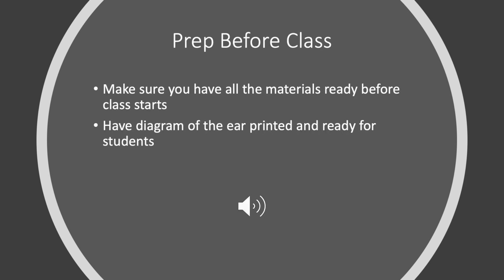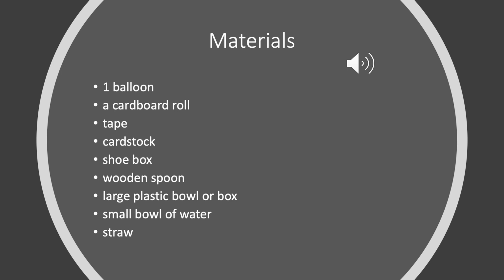Before class, make sure you have all the materials ready and have the diagram of the ear printed and ready for the students. For the materials, you will need one balloon, a cardboard roll, tape, cardstock, shoebox, a wooden spoon, large plastic bowl or box, a small bowl of water, and a straw.